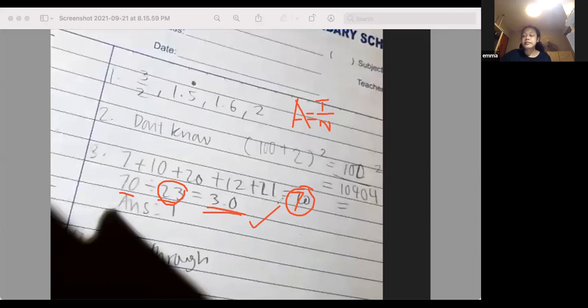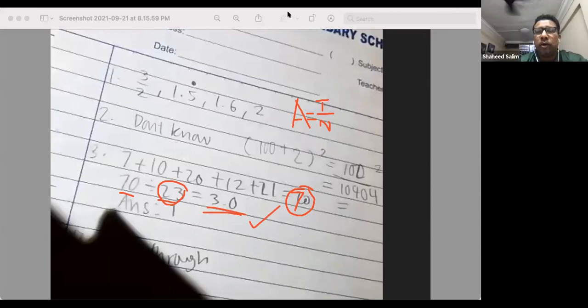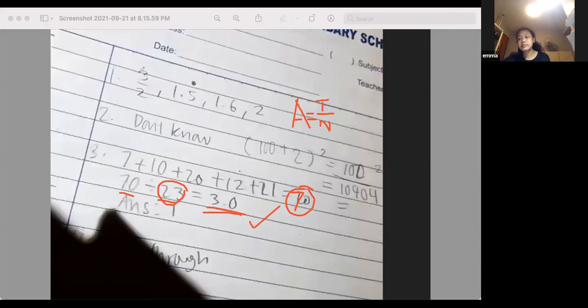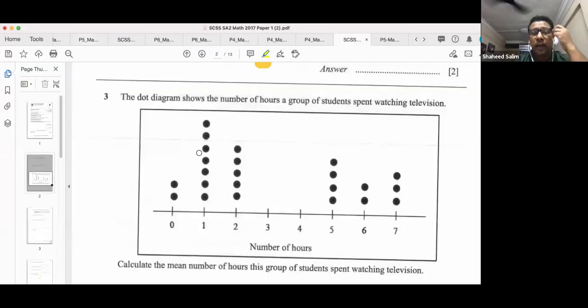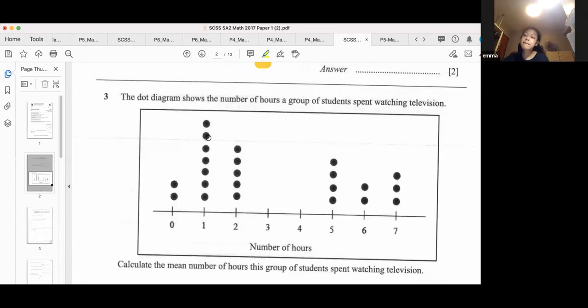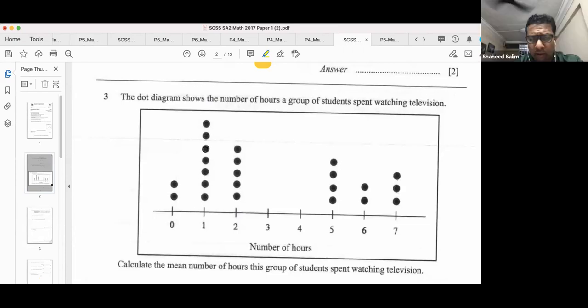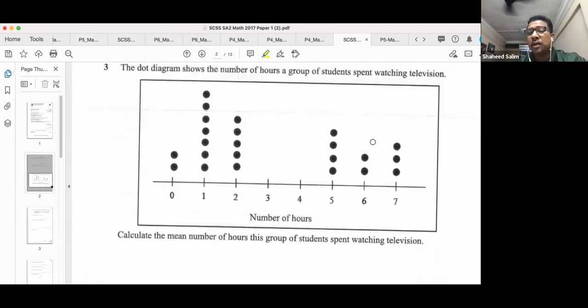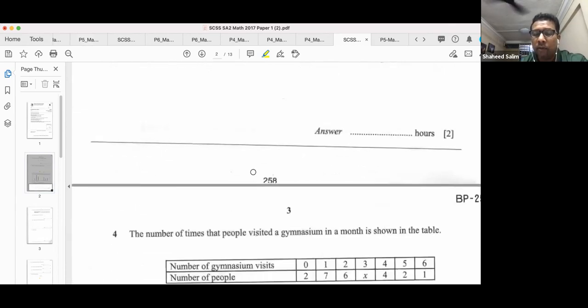Are you okay? Okay, so we go back to this one. So again, these are the people, you counted the people, and then the first one you put 0, because they watch 0 hours, so there's nothing there. Down here, I think you put 7. This one 10, right? Then 20, then 12, then 21, correct? So that's the number of TV hours watched. Divide by the number of dots, which is the number of people. Well done. What about the next one?